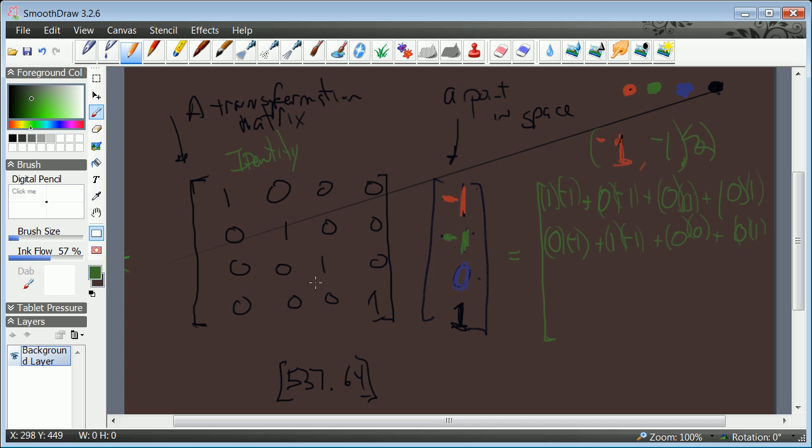My third point is going to be 0 times -1, plus 0 times -1, plus 1 times 0, plus 0 times 1. And then the last one would, of course, be 0 times -1 plus 0 times -1 plus 0 times 0 plus 1 times 1.